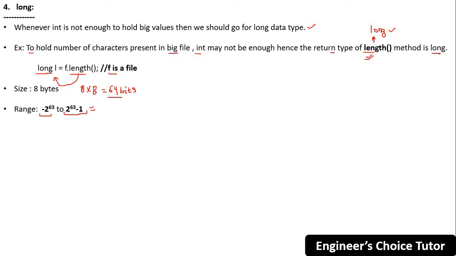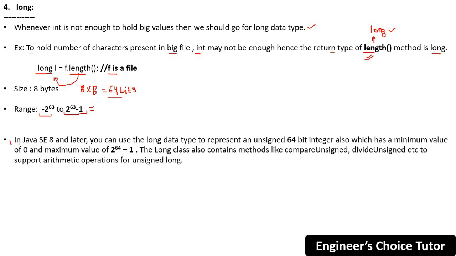Simple. Now see, again the same concept. In Java SE8 and later, you can use the long data type to represent unsigned 64-bit integers also, which has a minimum value of 0 and a maximum value of 2 to the power 64 minus 1. The Long class also contains methods like compareUnsigned, divideUnsigned, etc. to support arithmetic operations for unsigned long. Is it clear? These features are available from Java SE8 and later versions. I hope this much is clear to you.